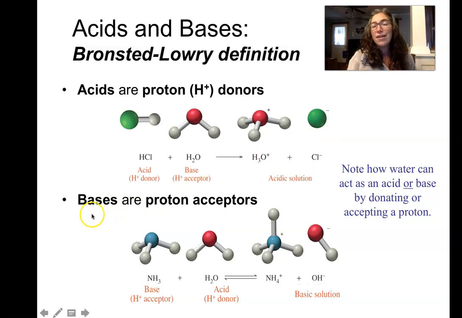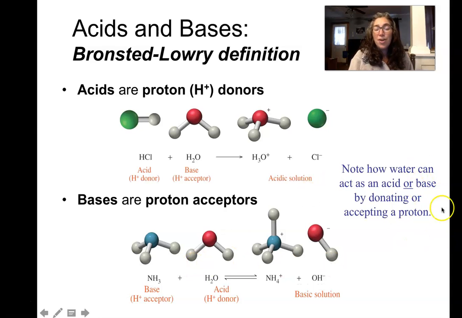Bases, conversely, are proton acceptors. So they are things that gain an H+ in a chemical reaction. So for example, we have NH3, ammonia, and it reacts with water and it becomes ammonium, the ammonium ion here, NH4+. So it gained one H and one plus charge, gained a proton, and in this case the water was the one that lost the hydrogen, that lost the H+.